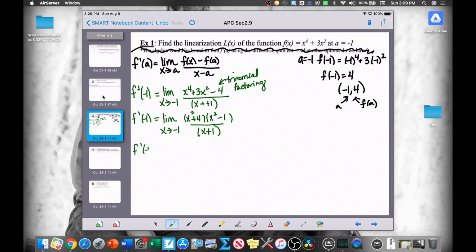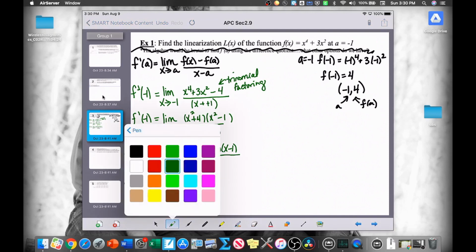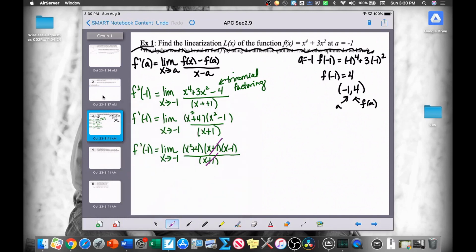So f prime of negative 1 will be equal to the limit as x approaches negative 1 of x squared plus 4, and then x squared minus 1 factors into x plus 1 times x minus 1, and our denominator has the x plus 1. So now we can go ahead and cross out those factors of x plus 1. That was our problem. And then we can actually evaluate the limit.